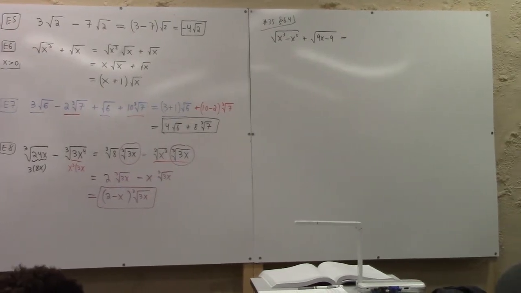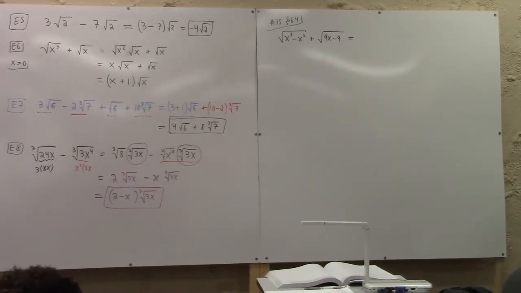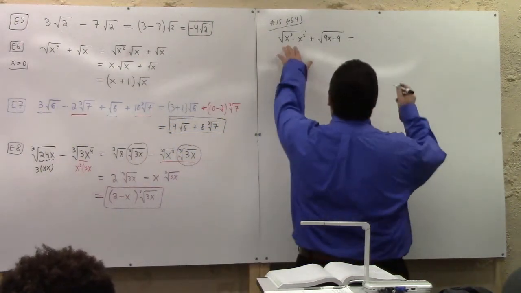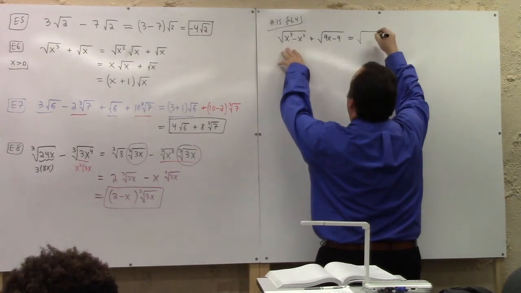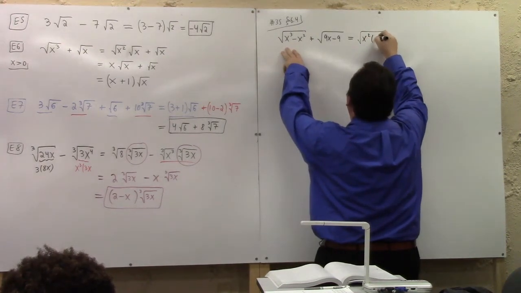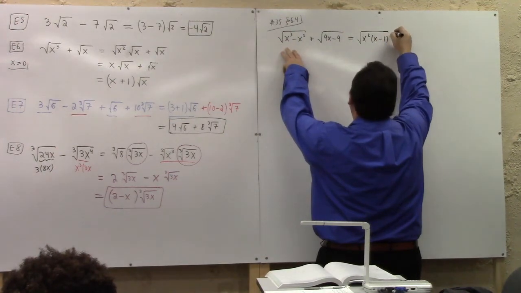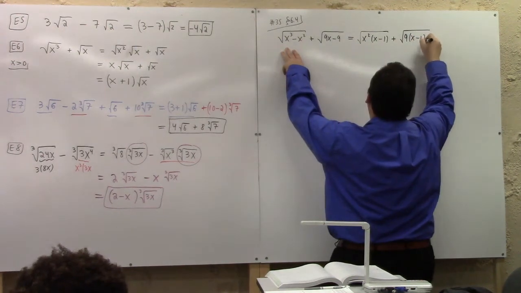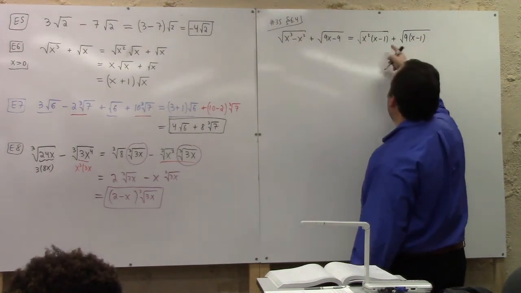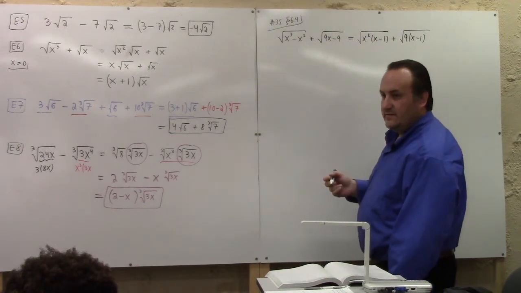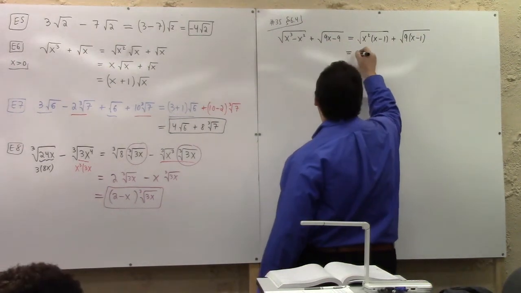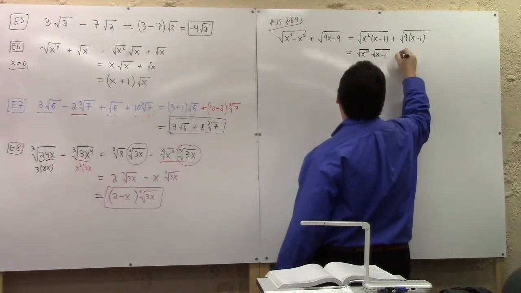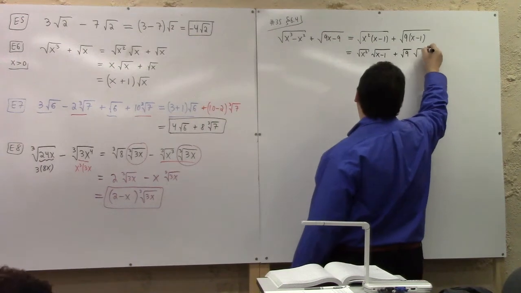Let's see here. Okay, so how can we factor this? We got the square root of x squared times x minus 1. And over here, we got the square root of 9 times x minus 1. Oh, look at that. Apparently, there's a common square root of x minus 1 to both of these. So this is the square root of x squared times the square root of x minus 1 plus the square root of 9 times the square root of x minus 1.